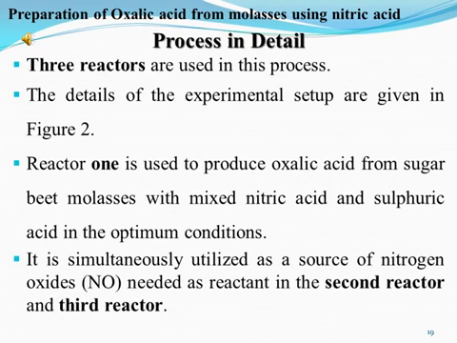Three reactors are used in this process. The details of the experimental setup are given in figure 2. Reactor 1 is used to produce oxalic acid from sugar beet molasses with mixed nitric acid and sulfuric acid in the optimum conditions of it. It is simultaneously utilized as a source of nitrogen oxides, NO, needed as a reactant in the second reactor and third reactor.